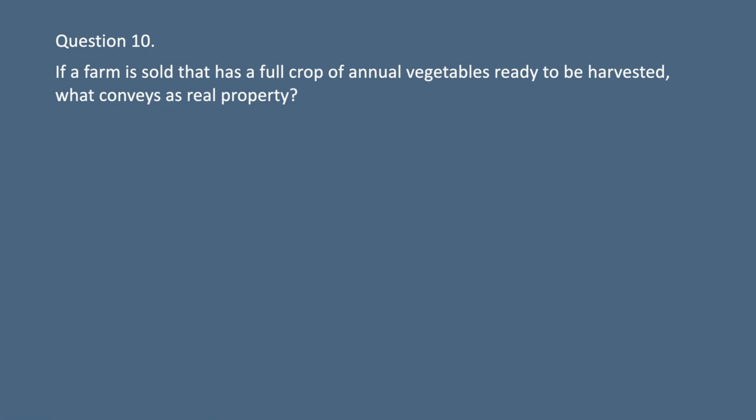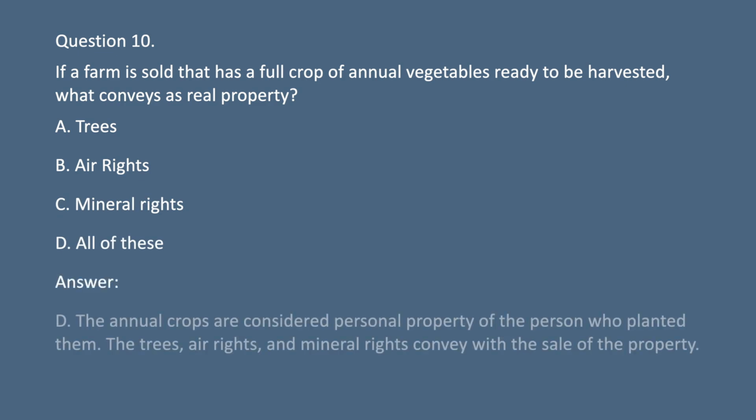Question 10. If a farm is sold that has a full crop of annual vegetables ready to be harvested, what conveys as real property? A. Trees. B. Air rights. C. Mineral rights. D. All of these. Answer: D. The annual crops are considered personal property of the person who planted them. The trees, air rights, and mineral rights convey with the sale of the property.